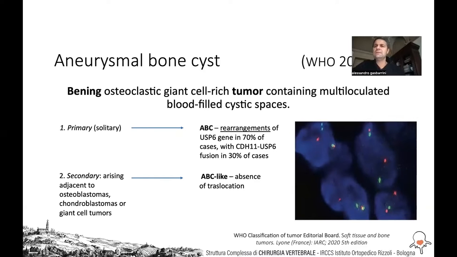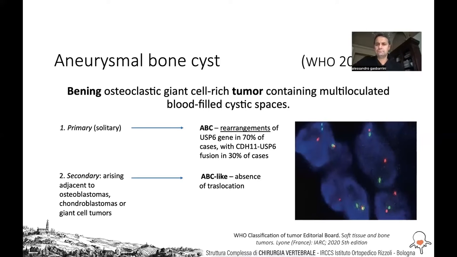Second, there is the secondary lesion, categorized as an ABC-like lesion, in which we don't find translocation. Aneurysmal bone cyst-like lesions are present in many other tumors, such as chondrosarcoma, chondroblastoma, osteoblastoma, fibrous dysplasia, giant histiocytic fibroma, hemangioma, and metastasis, and other tumors.